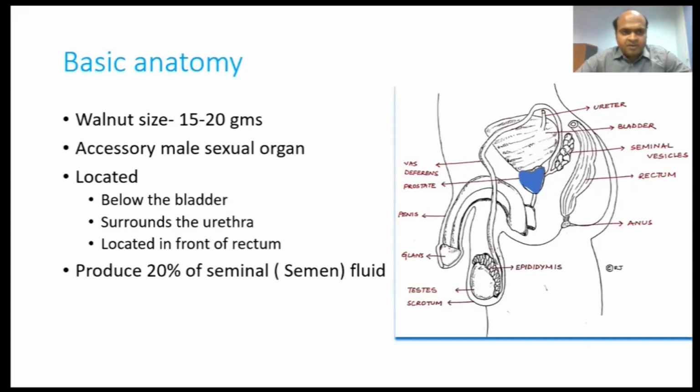So I will come into the basic anatomy of prostate first. Prostate is an accessory male sex organ, which is walnut size, approximately 15 to 20 grams. If you see the image on the right hand side, you can see the prostate, which is located just below the bladder, and it surrounds the urethra and is located in front of the rectum.